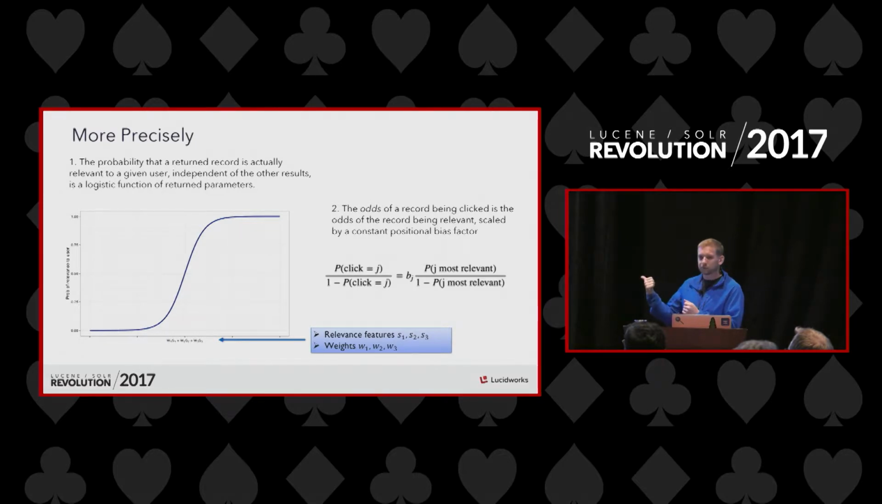If I could find those W's, that would be the ranking equation, because we want to rank the relevant documents the highest. So that's an assumption that such a thing exists. The next assumption is that the odds of being clicked are proportional to the odds that a document is relevant. But it's scaled by this positional bias factor.